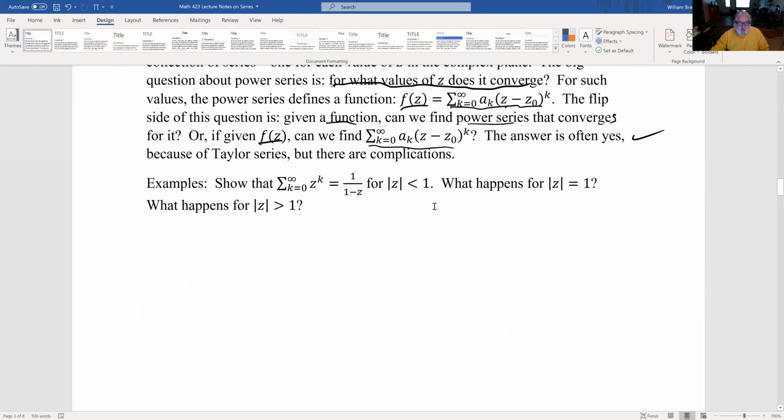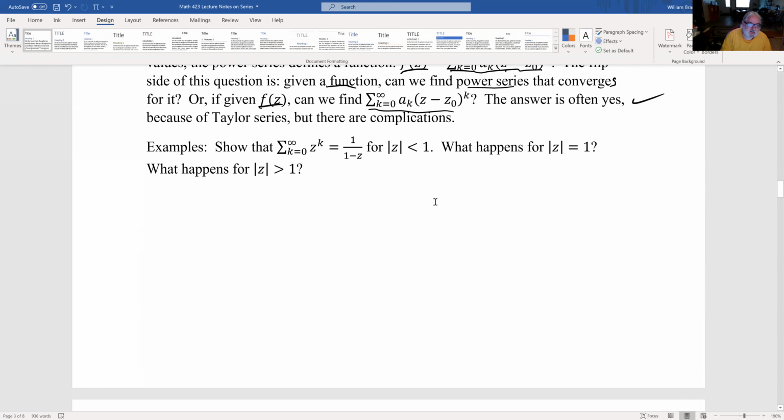So here's the classic, I think this is called the binomial theorem. What's the sum from k equals 0 to infinity of z^k? And here we'll need a fact.